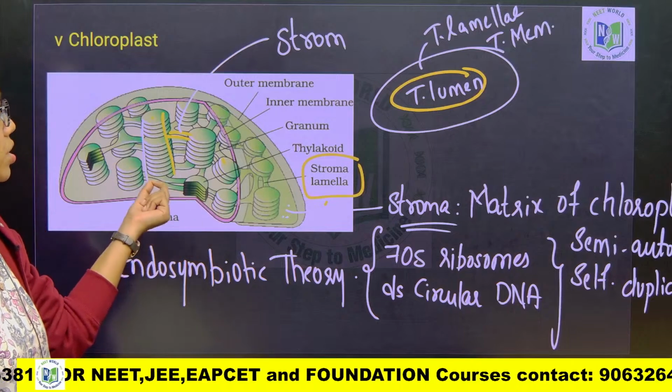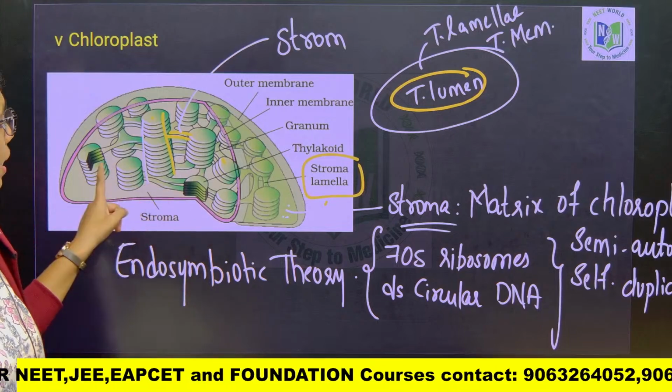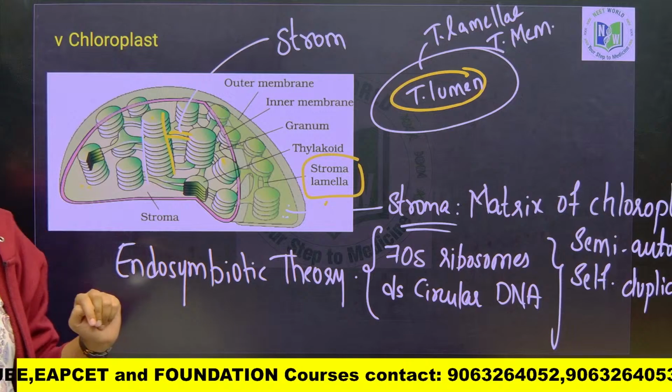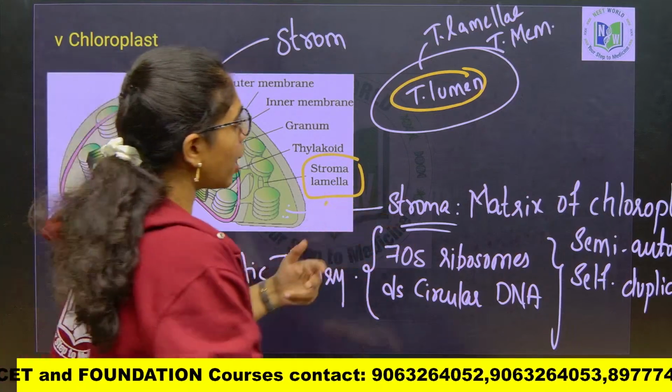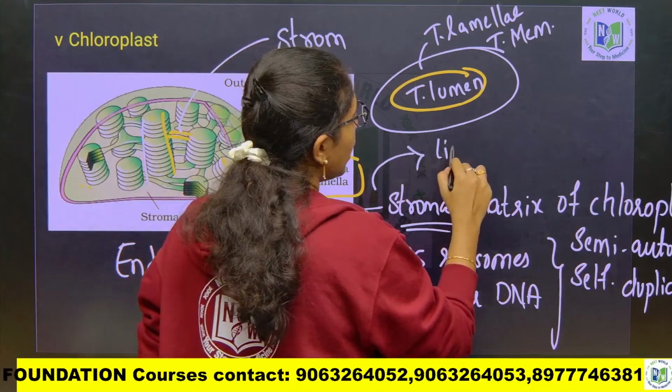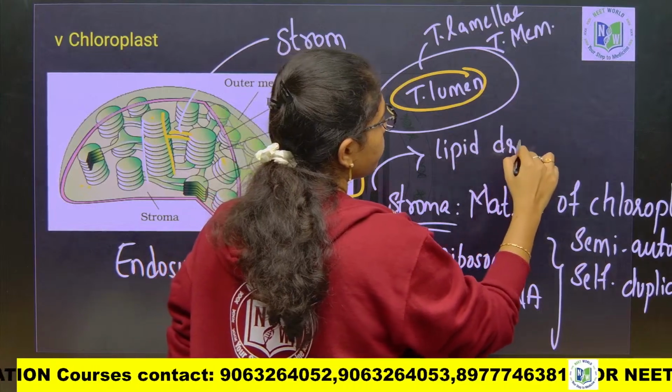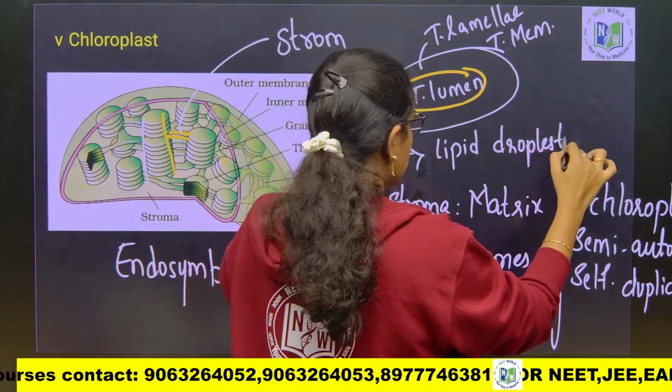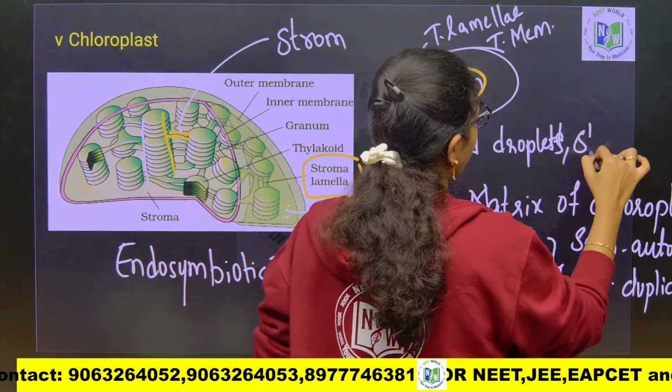The double-stranded circular DNA is present in the stroma of the chloroplast, and inside the stroma there are few more things which are present, like lipid droplets and starch granules.